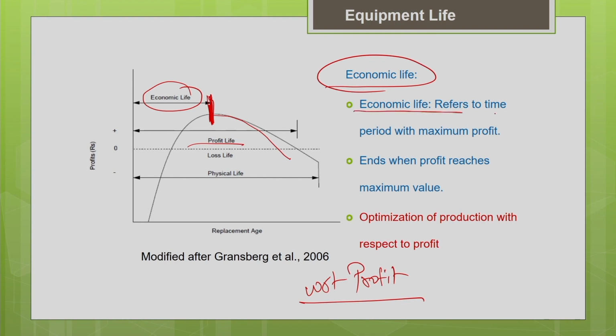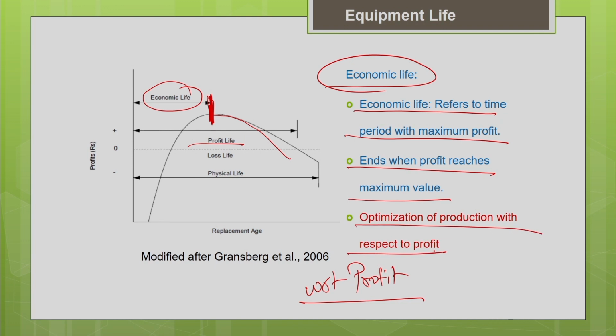So basically, economic life refers to the time period with maximum profit if you are going to optimize your production with respect to profit. And the economic life ends when the profit reaches a maximum value, because I don't want my profit to get reduced or eroded at all. So at the end of the economic life itself, let me replace my old machine with the new machine. Here I am talking about optimization of production with respect to profit.